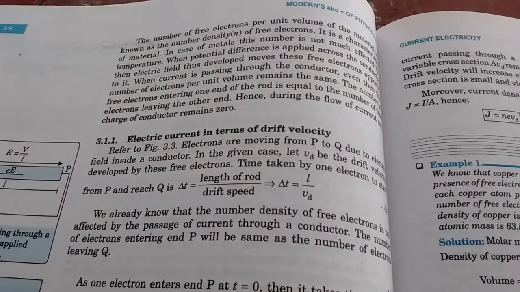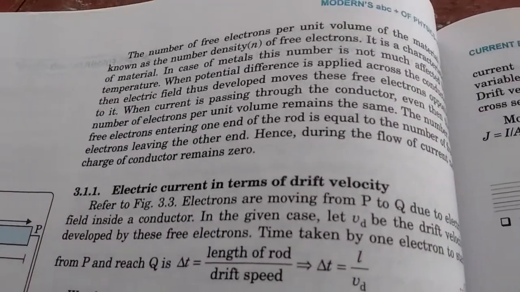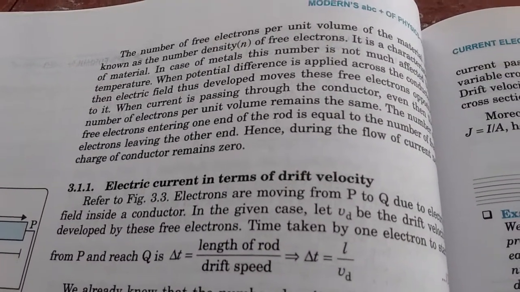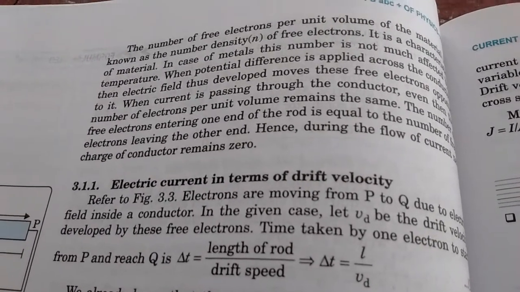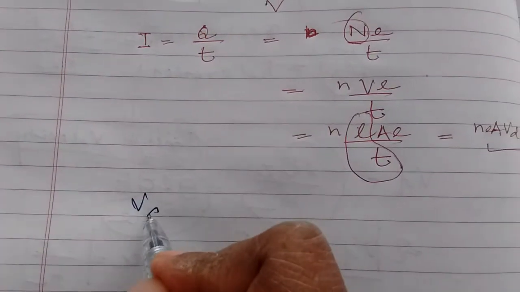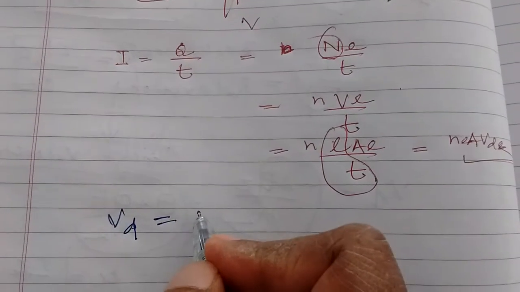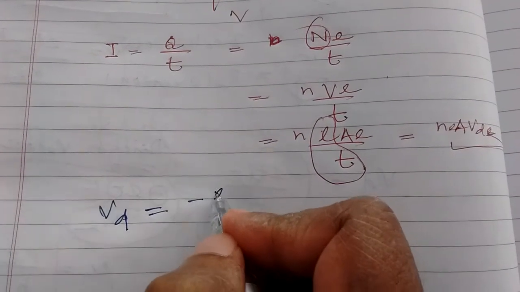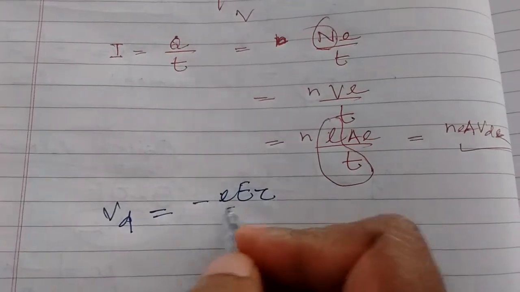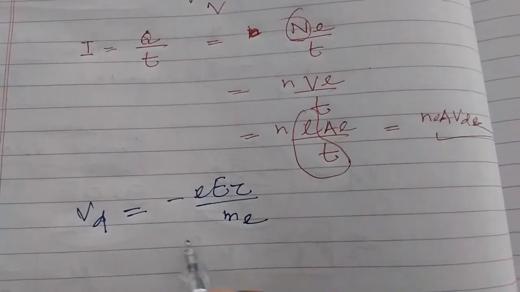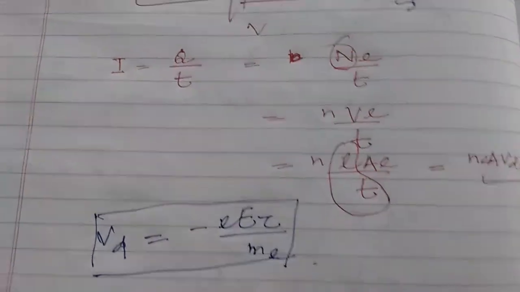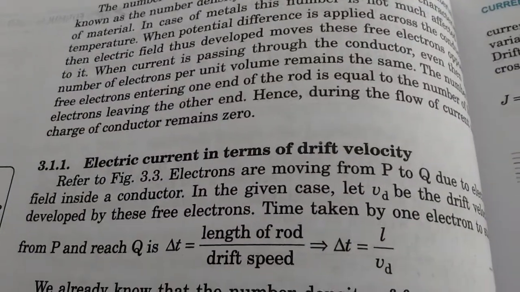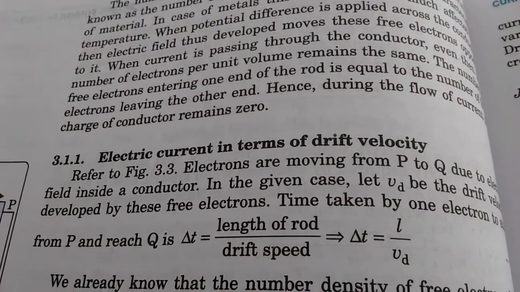Yesterday we discussed drift velocity. In that we just derived an expression for it. Okay, that expression was Vd is equal to minus E tau by ME. It was the expression. In this class we shall find a relationship between electric current and drift velocity.